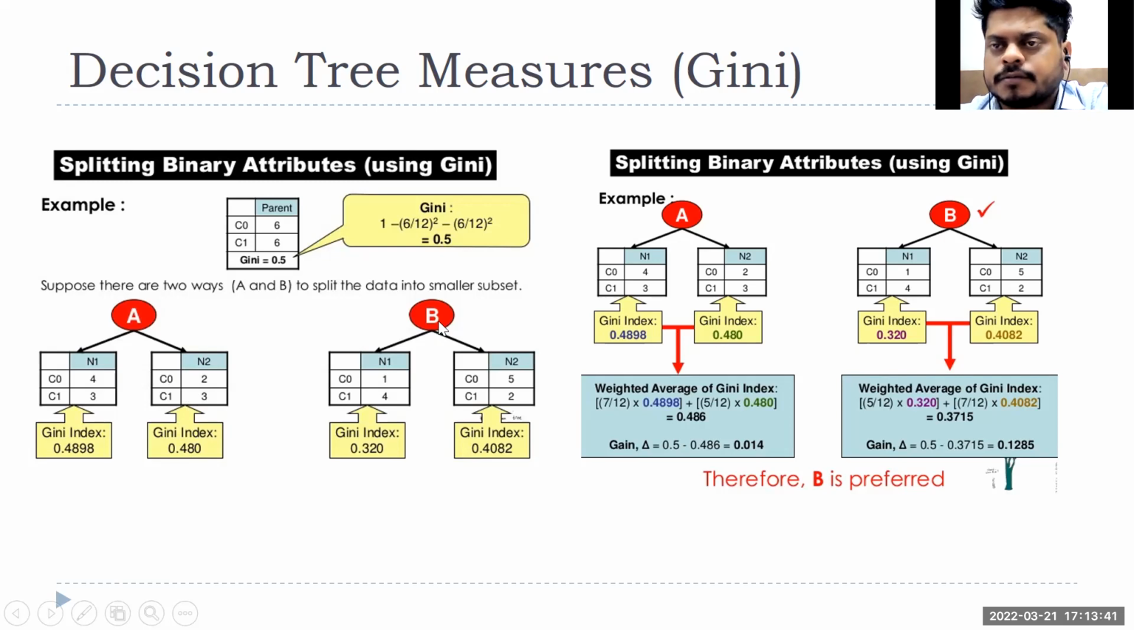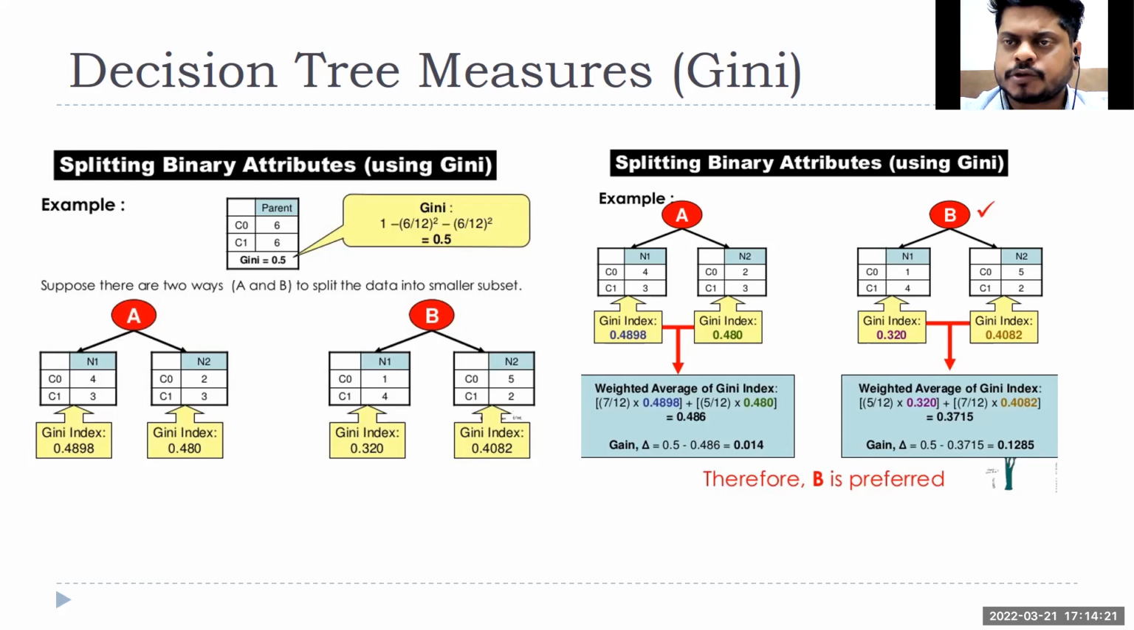If I take home ownership, whether somebody has a home or not, as my variable, those people who have a home are 5 people, and those who do not have a home are 7 people. Out of the 5 people who have a home, they are going to take my loan or savings account offer. So C1 is 4, C0 is 1. Now 1 minus (4 by 5) square. 4 by 5 is 0.8, and 0.8 square is 0.64.